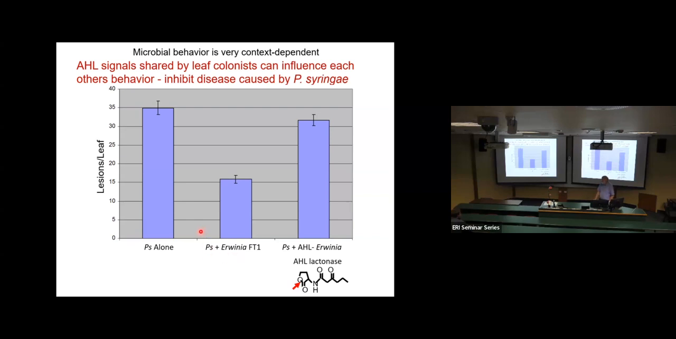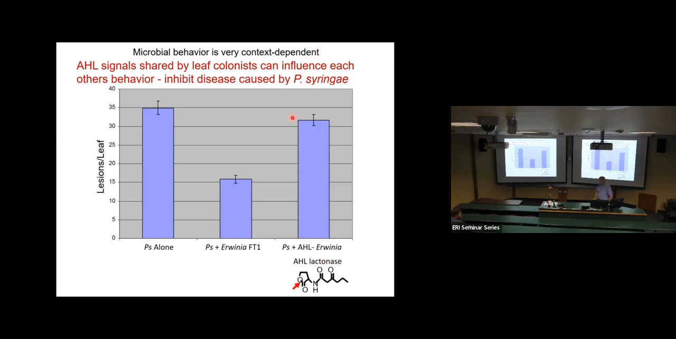When we inoculated Pseudomonas syringae alone on the left-hand bar, and we let it grow on the plant for a couple of days and look at how many lesions that it made, in this case 35 lesions. When we had mixed it with Erwinia and inoculated the plant, you see the number of lesions went way down. But it might have been due to competition and other things that were responsible. So to account for whether it was simply competition versus this communication change, we blocked the ability of the Erwinia to produce a signal by adding a gene enabling the production of an enzyme that simply destroyed the signal.